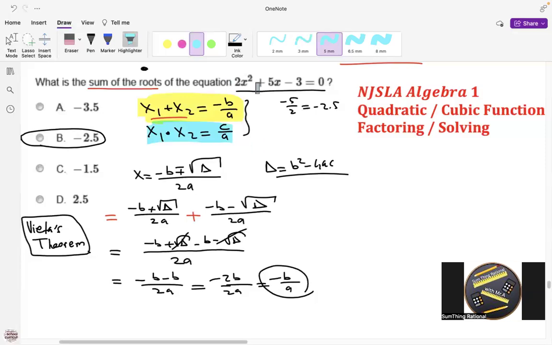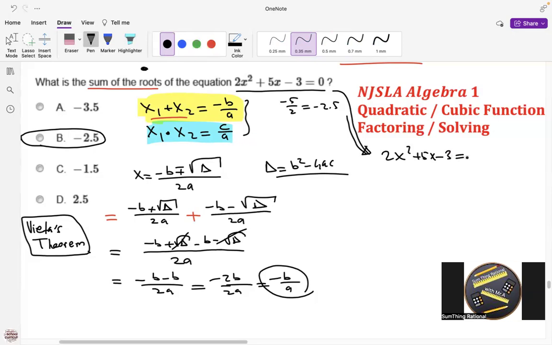Actually, I didn't show another way. You may say, sir, why didn't you show us by factoring? Because not every quadratic equation is possible to factor. Maybe this one is possible to factor. Let's try it: 2x squared plus 5x minus 3 is equal to 0. I will give a try as 2x minus 1 and x plus 3.